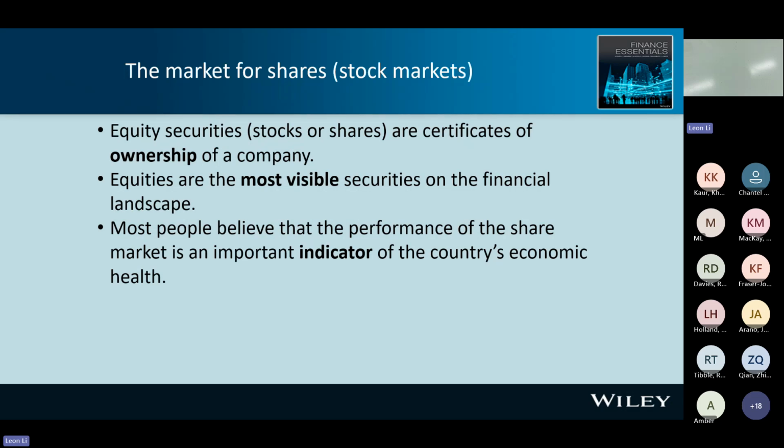Everybody talks about the stock market, but I hope students can have more understanding about the stock market after this chapter. Most people believe that the performance of the share market is an important indicator of the country's economic health, because the stock market is forward-looking. The stock market not only reflects information in the past and at present, but also the future. So the stock market will be an indicator of the country's economic health, all right?